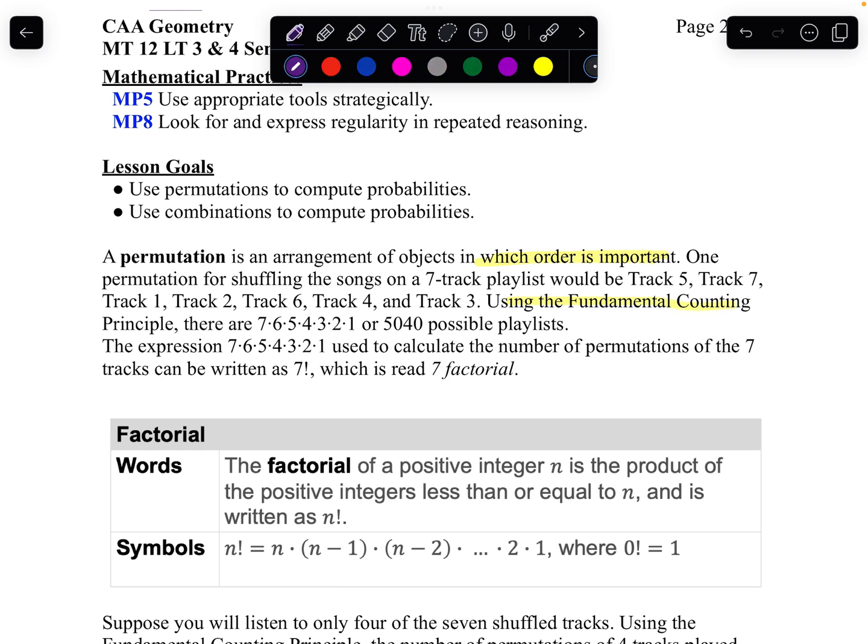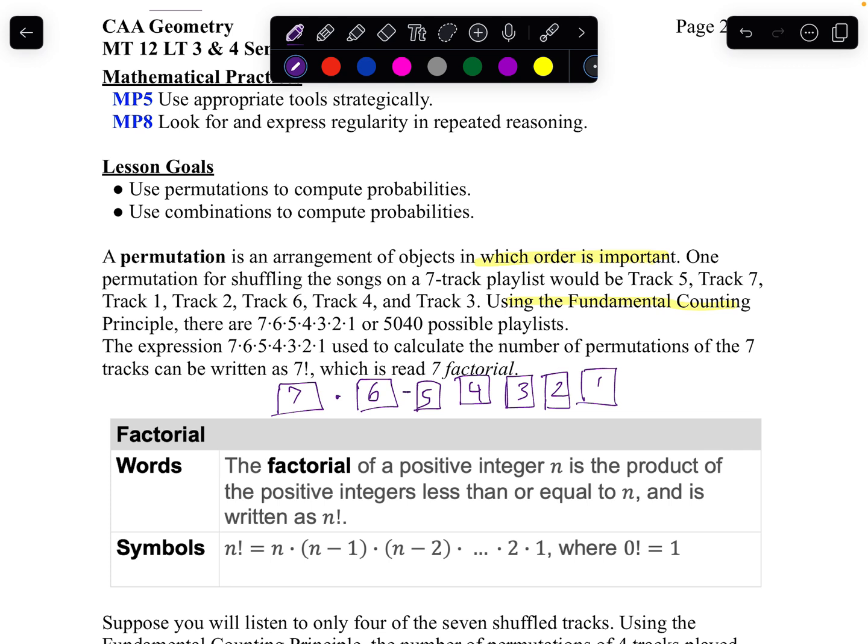So we have 7 songs. In my first spot, I've got 7 songs I could play. If I play that song and I don't repeat it, there are 6 songs available for the second slot. And then I would keep on going. There's 5 for the third slot, then 4, then 3, and then 2, and then you only have 1 song left for the last slot. So to find that total, we're going to multiply them together.